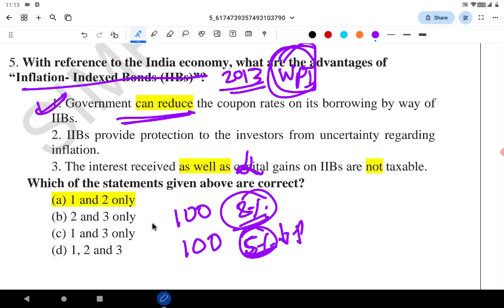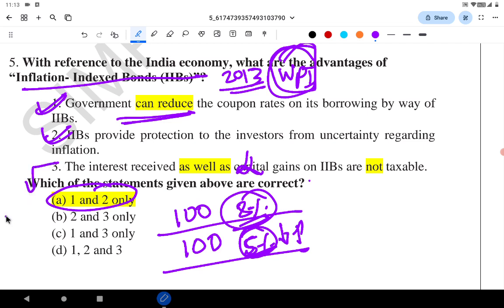100% correct. Say if inflation tomorrow goes to 8%, 9%, 10%, as the bond returns are connected to inflation, they are protected from inflation. So 1 and 2 are correct, the third one is wrong. Please understand this, okay? This is very important. This is why we say PYQs are very important.